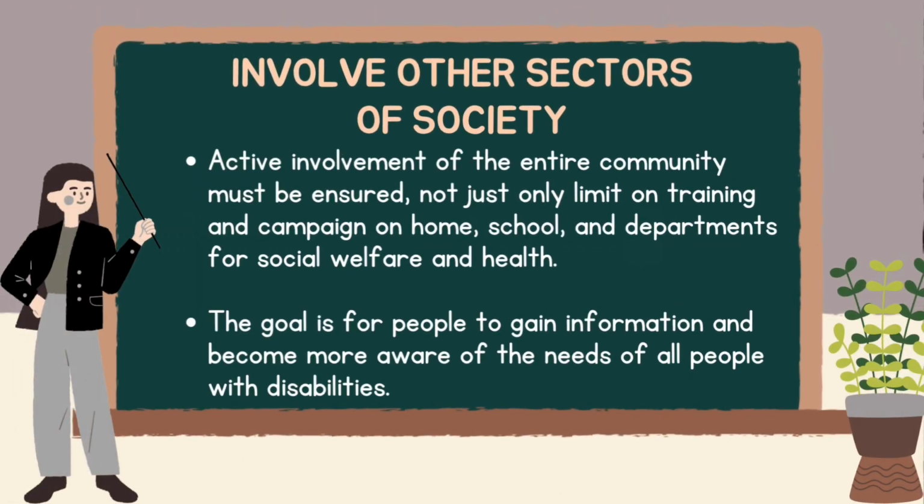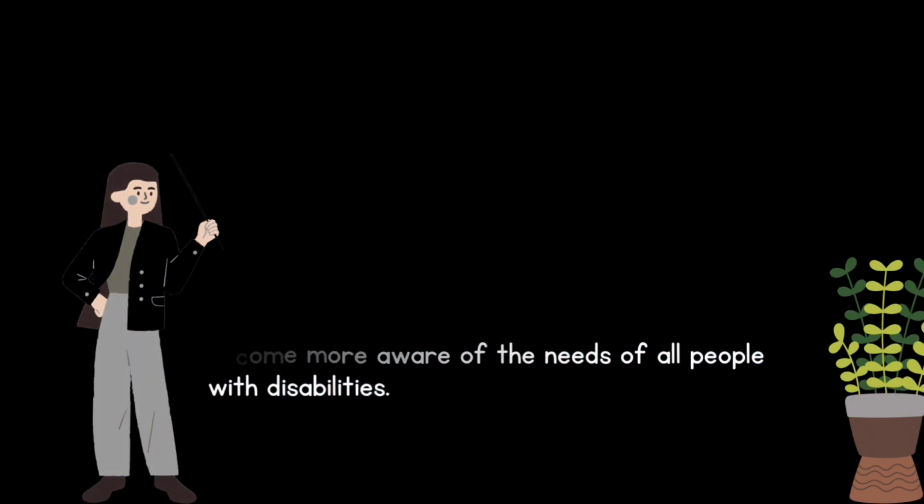Involve other sectors of society. Active involvement of the entire community must be ensured, not just limited to training and campaigns in homes, schools, and departments for social welfare and health. So what are these sectors of society that need to be involved in order for true inclusion to happen?